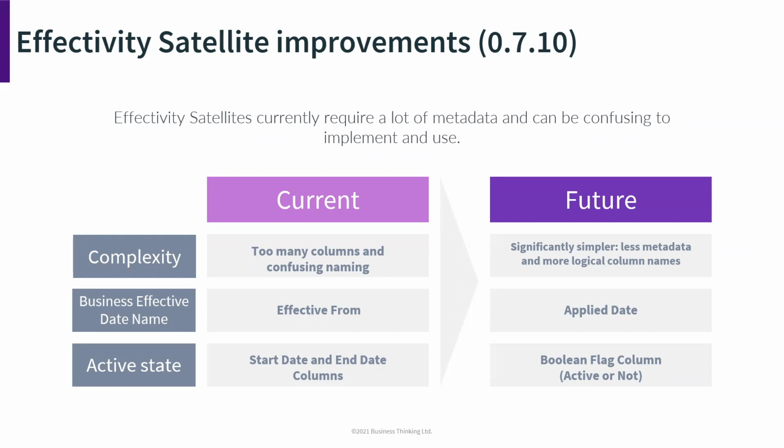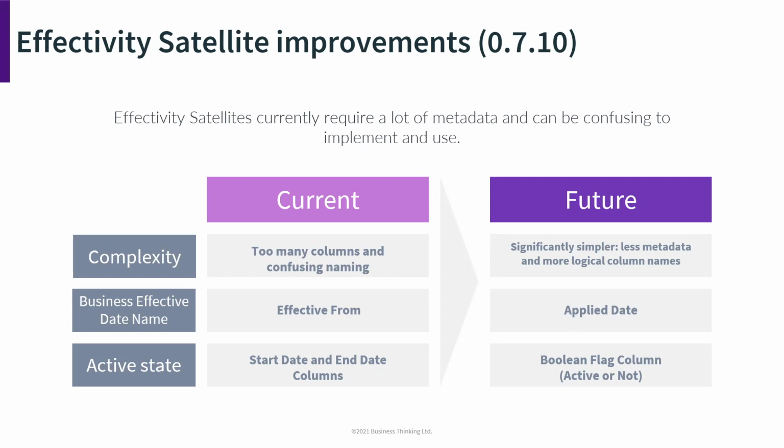So it can get confusing for various different reasons. Regardless, Dan has recently released some comments on this, and off the back of that we now want to call it applied date. So applied date makes a lot more sense. It's a lot clearer and a lot less likely to cause confusion. As we're reducing the number of columns, it's going to mean the metadata is a lot simpler. There's going to be less metadata, again similar to how the multi-active satellites are going to be changed.